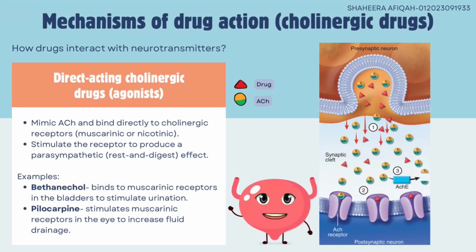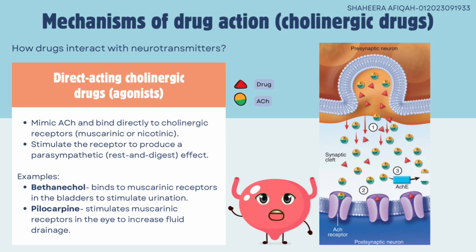How drugs interact with neurotransmitters. Firstly, we have direct-acting cholinergic drugs, which are agonists. The mechanism involved is to mimic the acetylcholine and bind directly to cholinergic receptors, which is muscarinic or nicotinic. It stimulates the receptors to produce a parasympathetic effect.